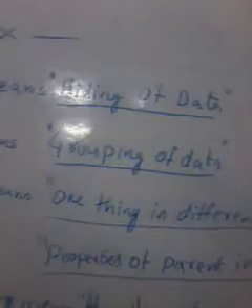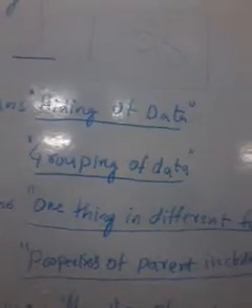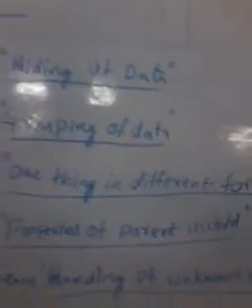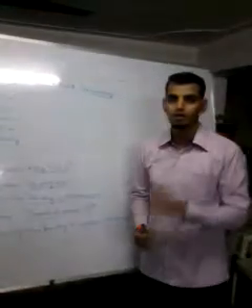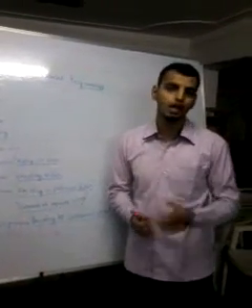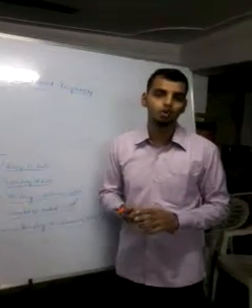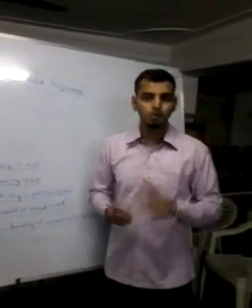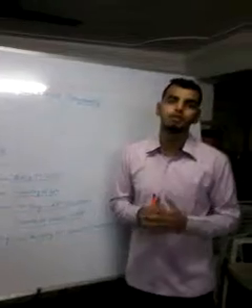The second concept is called encapsulation. What do you mean by encapsulation? Encapsulation is a concept of grouping of the data into a single individual unit. The best example of encapsulation is a class. A class is a combination of variables and methods, member variables and member methods.